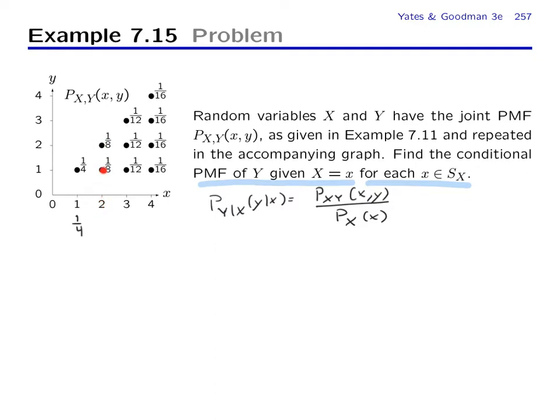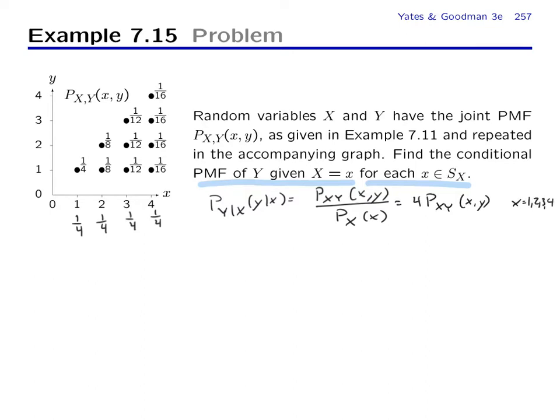And the probability X is 2 is this column sum. It's either X is 2 and Y is 1, or X is 2 and Y is 2. So we obtain 1/4. And similarly, the probability X is 3 is 1/4, 3/12, and the probability X is 4 is 1/4. Since the PMF of X is 1/4 for x equals 1, 2, 3, and 4, this is equal to 4 times the joint PMF of X and Y for x equals 1, 2, 3, and 4.